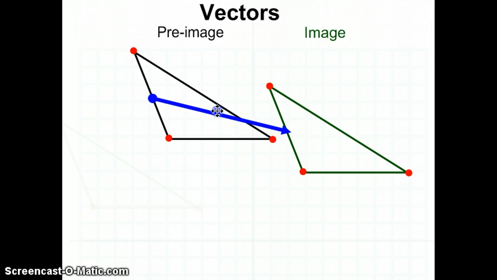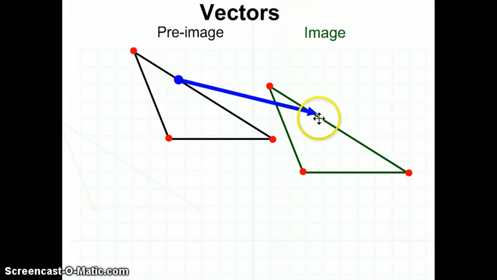That's how we know it's a translation, because the initial point is related to the pre-image and the terminal point of the vector is related to the image. Well, how do I describe this vector? Instead of saying, oh, that vector, we need some way of quantifying it, just like we used coordinate notation to quantify this translation.